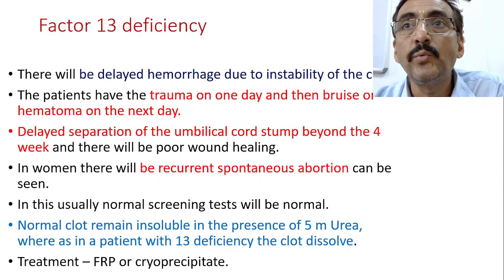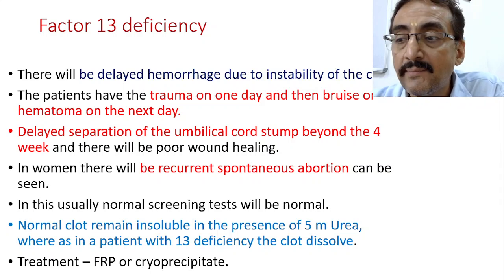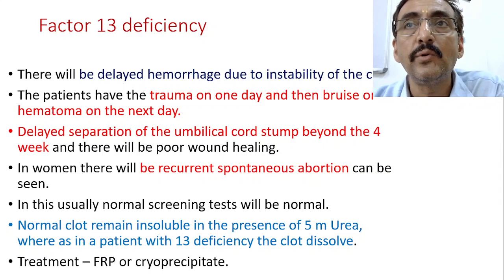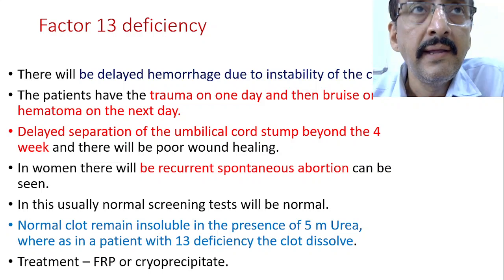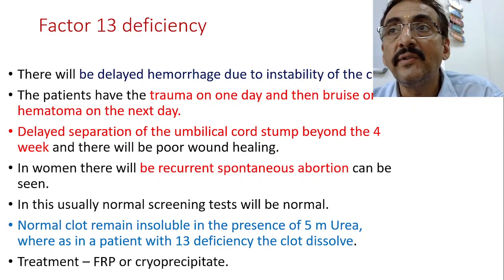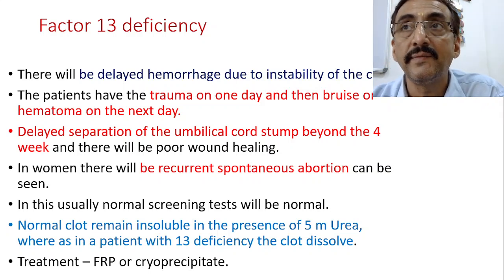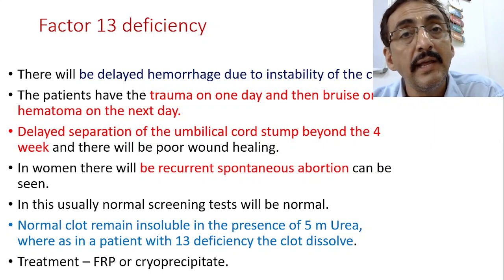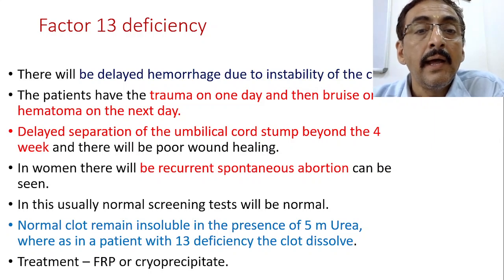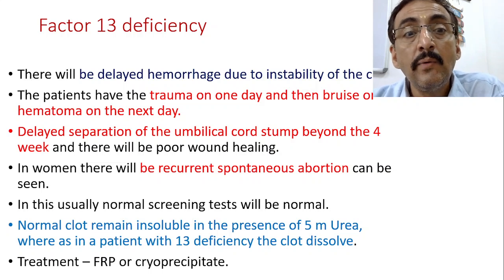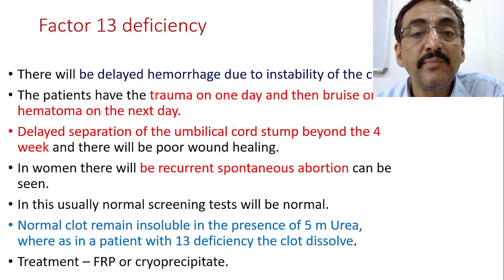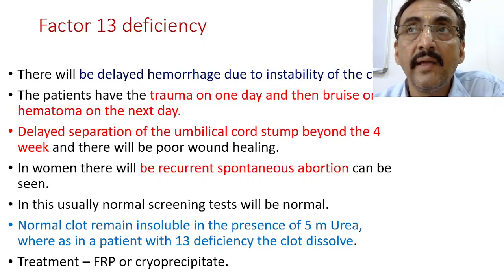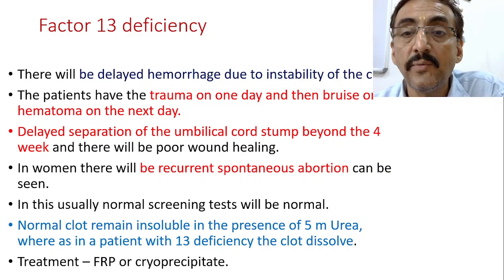And there will be poor wound healing. Usually the ulcer-like stump wound heals within 1 or 2 days. If factor 13 deficiency is there, because of continuous oozing of blood and instability of the clot, that wound will not form properly and will take a prolonged time to heal. The same problem in women may lead to recurrent spontaneous abortions. In women there may be recurrent spontaneous abortion, you investigate everything and find nothing, and at the end there may be factor 13 deficiency. This is also a possibility.